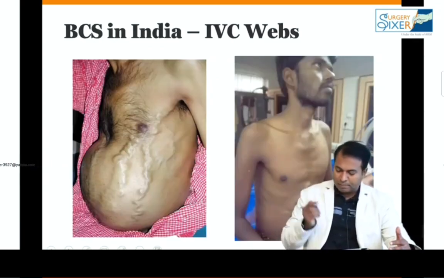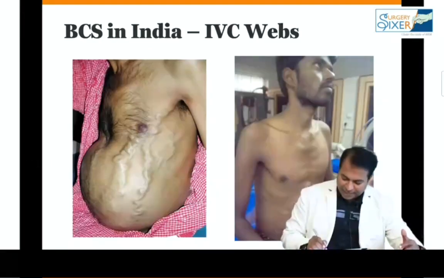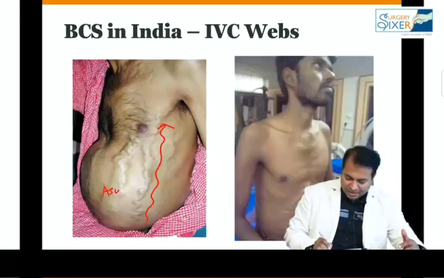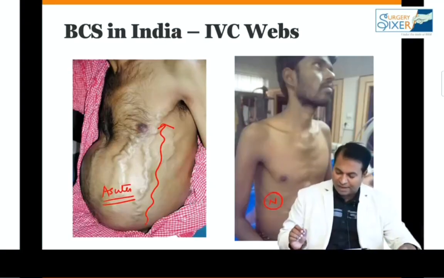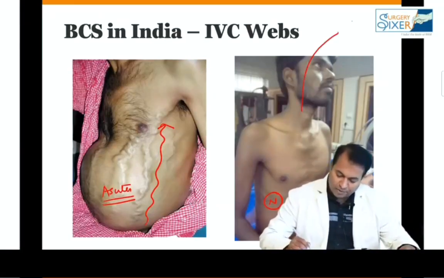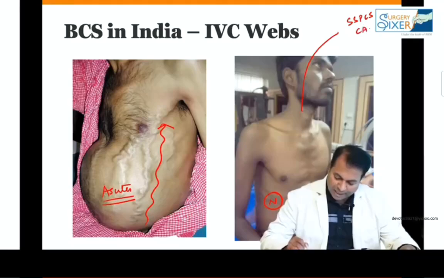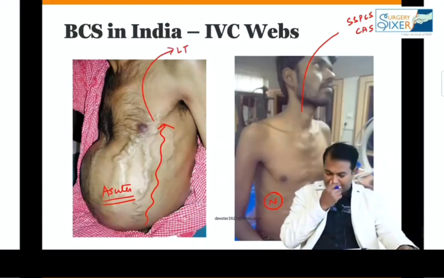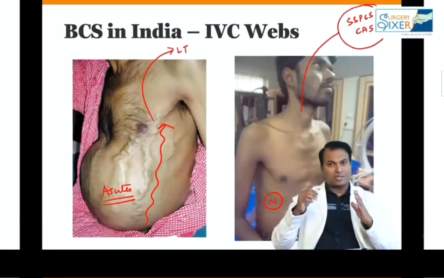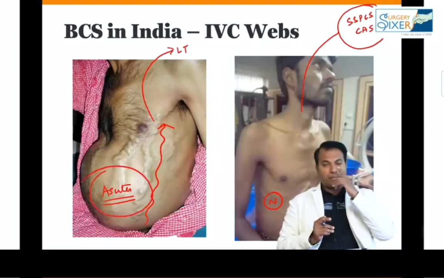So this is the typical patient with IVC obstruction, Indian patients. You can see the dilated veins running on the abdominal wall. This patient is having ascites, so he is having cirrhosis of the liver. This patient is having a normal abdomen, so no ascites. So this patient is an ideal patient for side-to-side portocaval shunt plus cavoatrial shunt. This patient is an ideal patient for liver transplantation. So both are my patients. With this patient we did a double shunt, side-to-side portocaval and a cavoatrial shunt, and for this patient we referred the patient for liver transplantation.